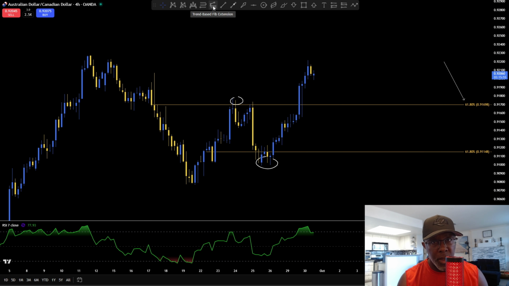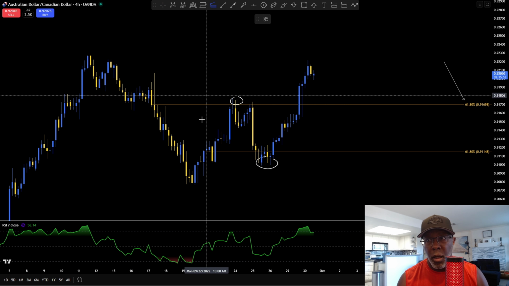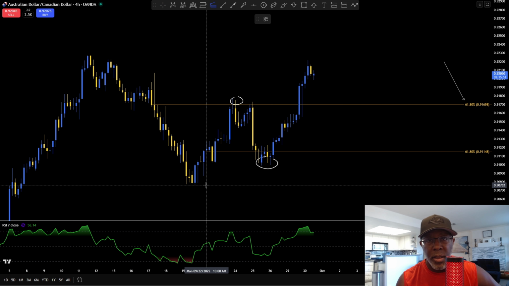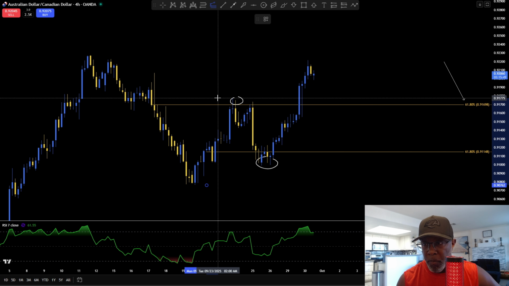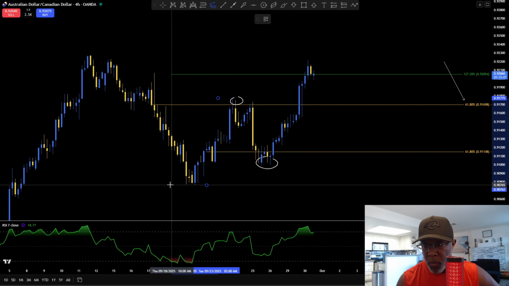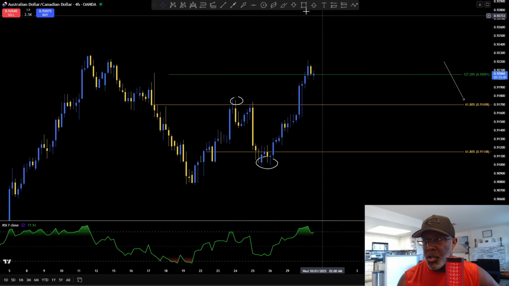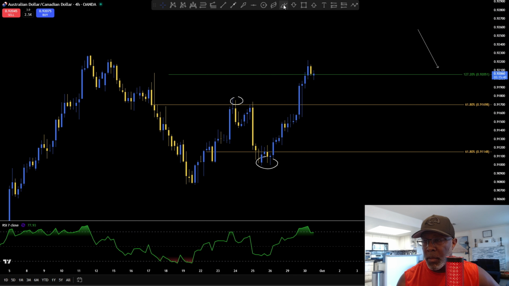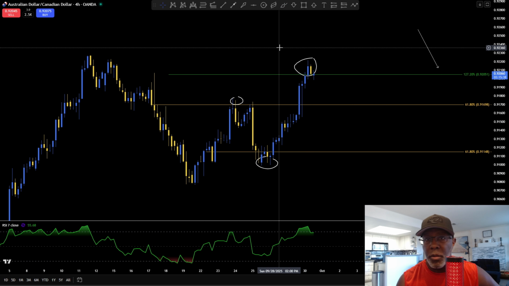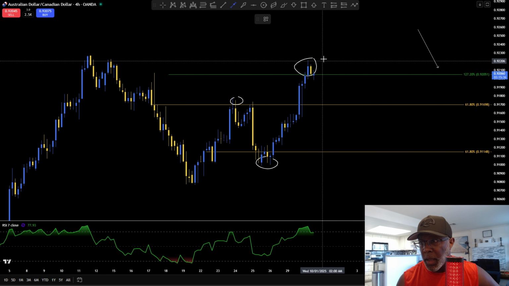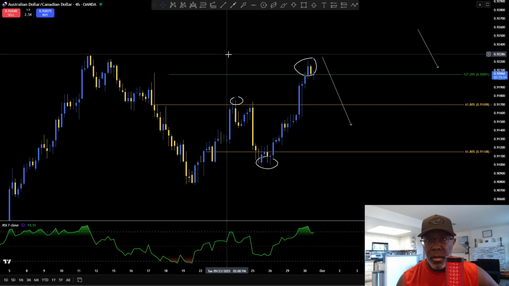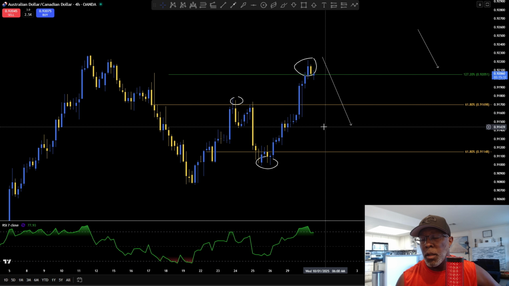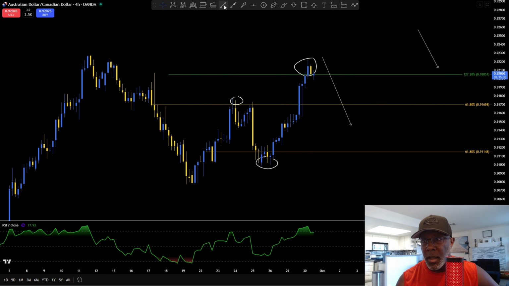A couple of different things we do to get to D. First thing is a 127 extension of A to B. That's our 127 extension of A to B, and you see that that condition was met, meaning that technically, essentially, the pattern is filled, and you could start looking to short this pattern. This is a bearish advanced Gartley. The second thing we will want to know is, was there an A to B is equal to CD pattern on that side of the pattern?